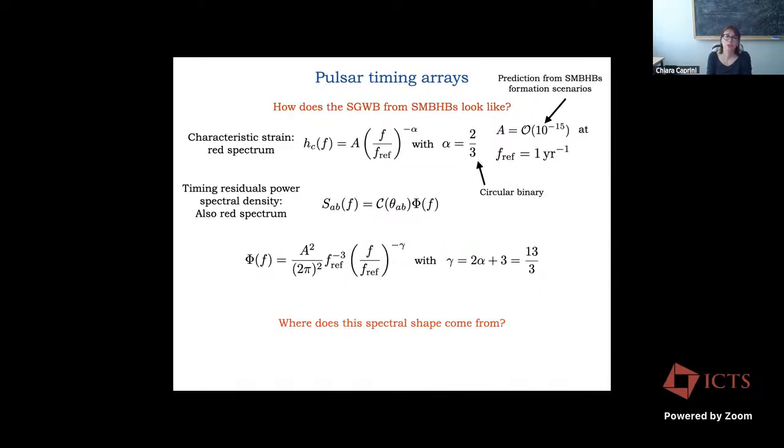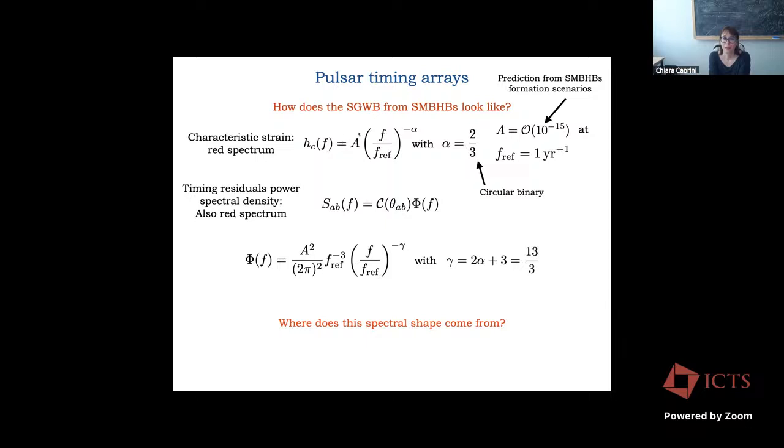Okay, so the gravitational wave spectrum from all the supermassive black hole binaries in the universe, in the characteristic strain, has a red spectrum. It goes like f to the minus alpha, where alpha is 2/3. So in a minute we are going to demonstrate this in a very simple setting.